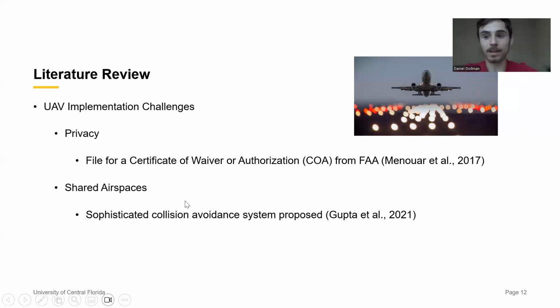Then we have privacy as another challenge. The Federal Aviation Administration does a great job at regulating airspace, and UAVs are no exception to those regulations. So if UAVs were to be deployed on a grand scale, a certificate of waiver would need to be filed or authorization would need to be obtained. And then the issue of shared airspaces. If UAVs are going to be in the same sky as other flying crafts, we need to ensure that there's some sort of sophisticated collision avoidance system.